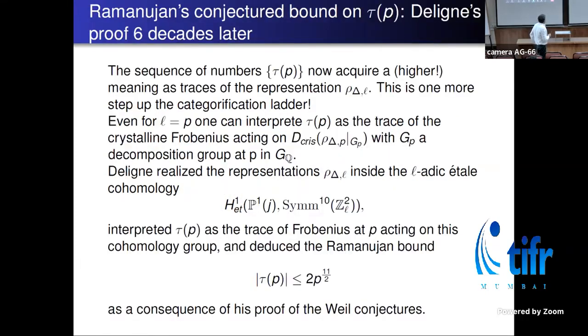Okay, so now up the categorification ladder, the numbers tau p have acquired a more sophisticated meaning as traces of Frobenius in some Galois representation. And then Deligne proved this conjecture and realized these representations geometrically. And then later on, after 6-7 years, in 1974, he proved the Weil conjectures, which gave bounds on traces of Frobenius acting upon some kind of cohomology groups. And as a result, he deduced this bound.